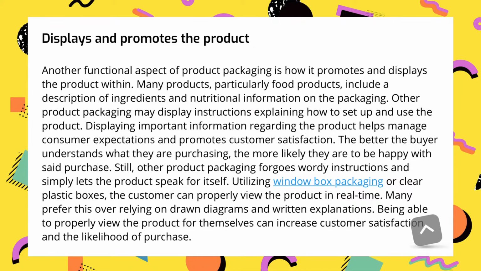The second one is displays and promotes the product. Another functional aspect of product packaging is how it promotes and displays the product within. Many products, particularly food products, include a description of ingredients and nutritional information on the packaging. Other product packaging may display instructions explaining how to set up and use the product. Displaying important information regarding the product helps manage consumer expectations and promotes customer satisfaction. The better the buyer understands what they are purchasing, the more likely they are to be happy with said product.